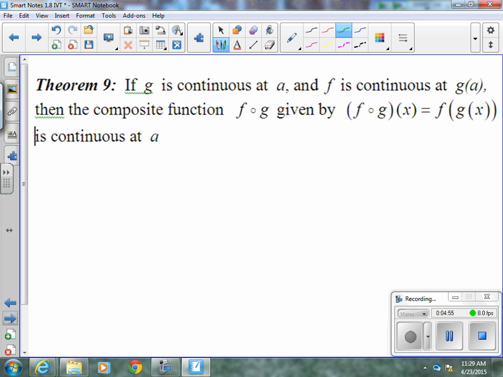Theorem 9, if g is continuous at a and f is continuous at g of a, then the composite function f of g, given by f of g of x, or f composed with g of x, two different ways to write it, is continuous at a. So that's a little bit of common sense. If they're both continuous, then their composites are also continuous.